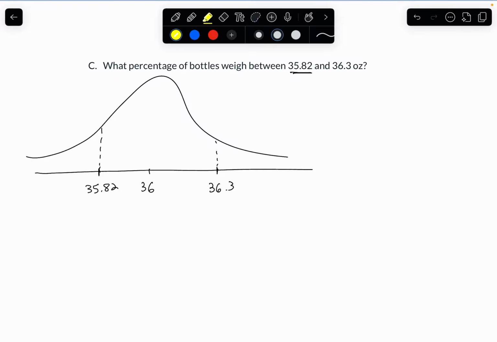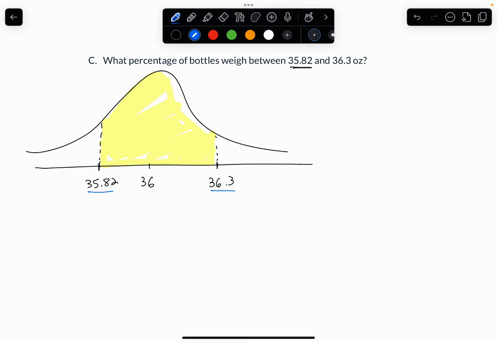And I want to find the percentage between these two values. In other words, the area between these two numbers on my normal curve. So in this case, because I have two separate observations, I am going to have to find two separate z-scores. So let's start by finding the z-score. We'll work left to right here. The z-score corresponding to 35.82.